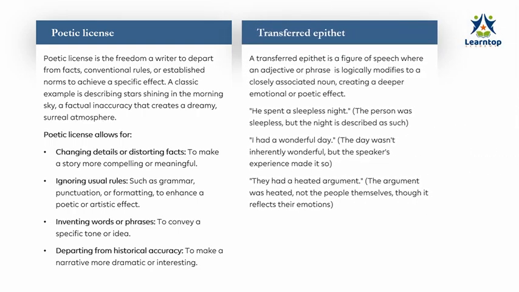Now let's look at transferred epithet. This is used when an adjective is transferred from the person to something closely related, creating a deeper emotional effect. For example, he spent a sleepless night. The night isn't sleepless, the person is. They had a heated argument. The argument is not literally heated, but the emotions are intense.